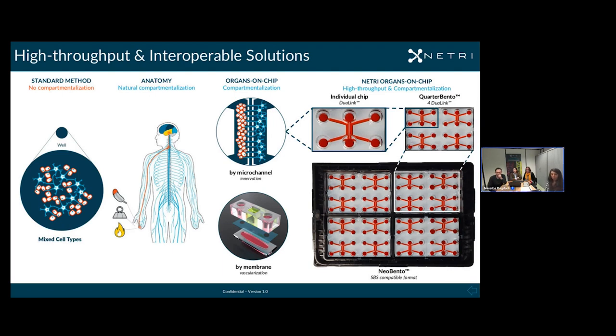Before we start discussing the subject of today's webinar, I just wanted to quickly show you the idea behind our devices here at NETRI. Currently, as everyone knows, when we want to screen different drugs, usually we use different types of cells mixed up in a well of a 96-well plate. But this is not relevant for human anatomy, because we have natural compartmentalization.